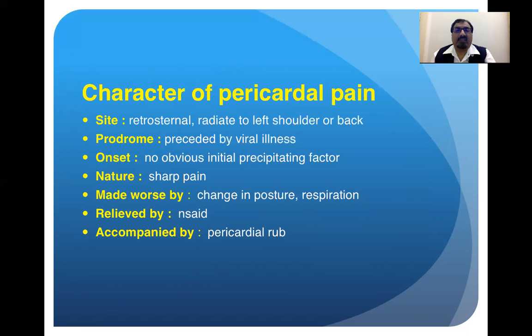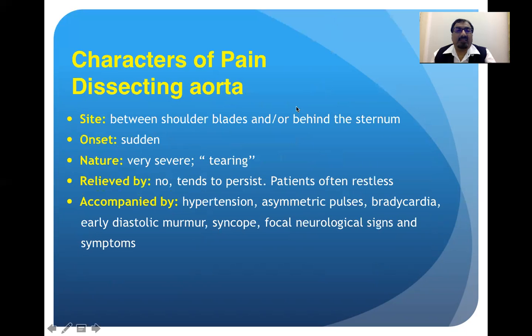In dissection of aorta, the pain is quite severe and it is between the shoulder blades and going to the back, and it is a tearing pain and it persists in spite of all the treatment. Sometimes it is very difficult to differentiate between the acute MI and the dissection of aorta. Patients may present to you with asymmetrical pulses. There could be bradycardia or a high systolic pressure. There may be a diastolic murmur.